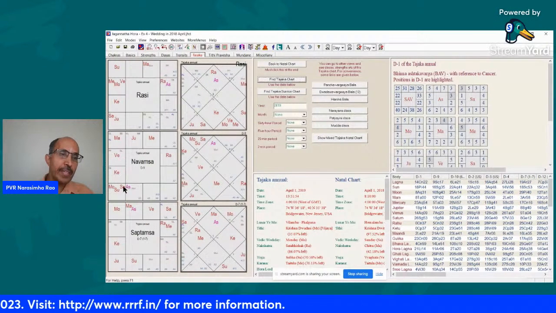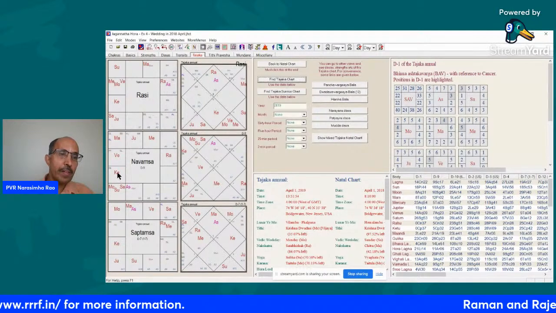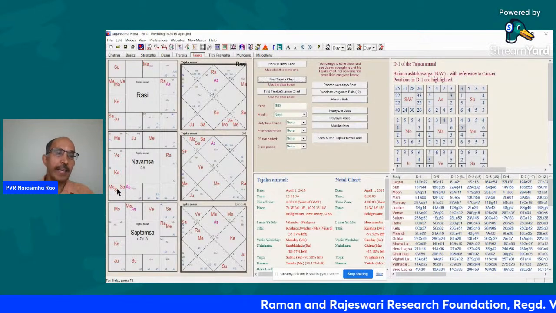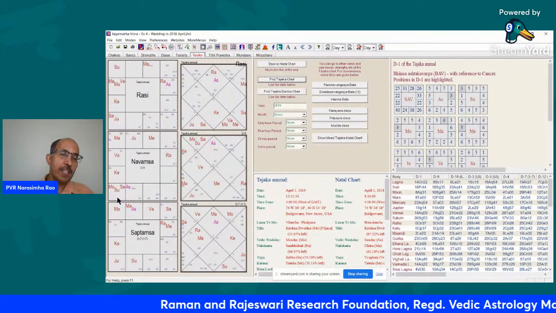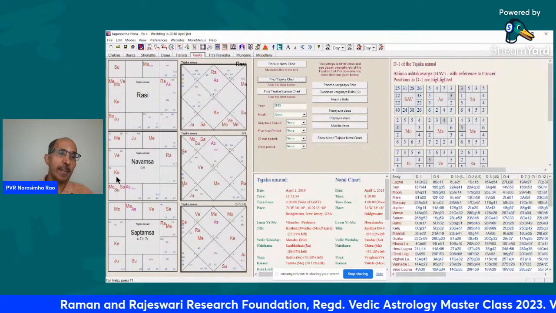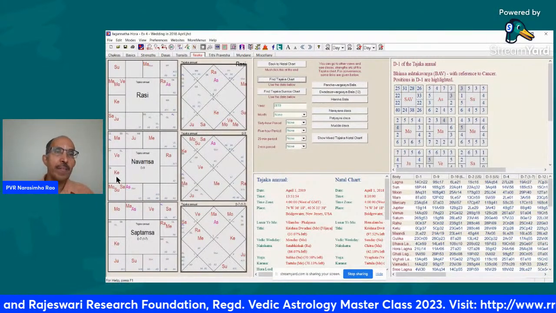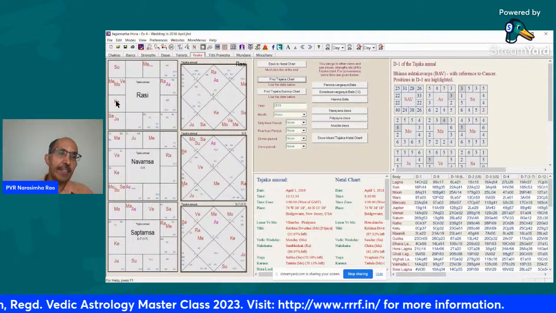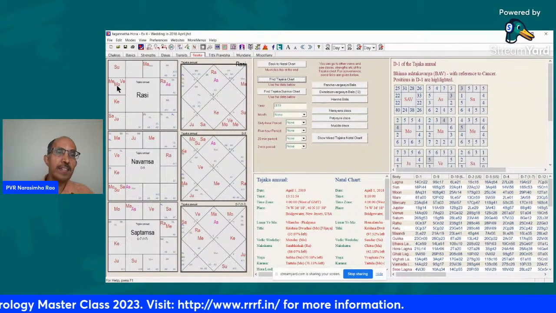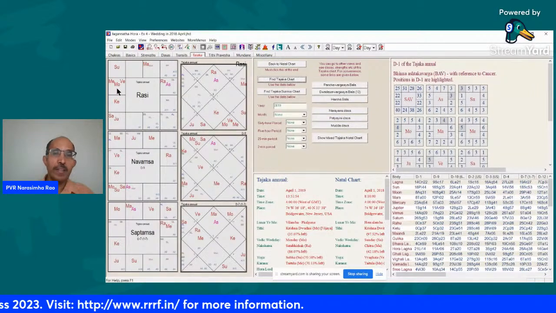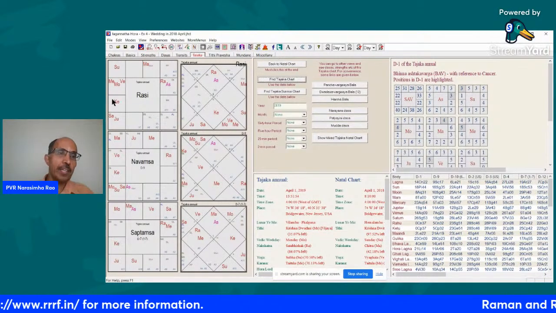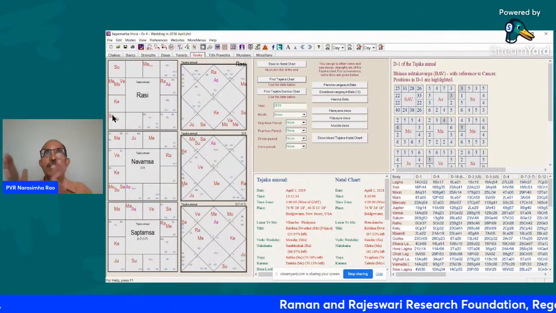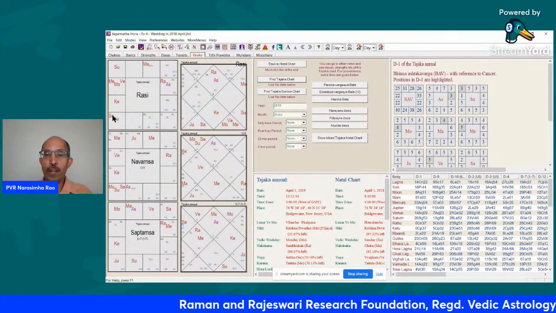If you look at this Tajaka chart, you see that third lord Sun is in the second house. So third lord in second, or second lord in third, is a Marka combination. So there is a Marka combination here. And also in the Rasi chart, Saturn, the seventh lord of marriage, is in the sixth house with the sixth lord. So when sixth and seventh lords are together, it shows quarrels, struggles, etc.